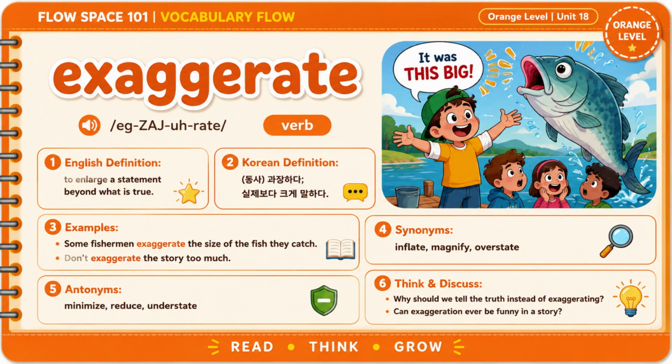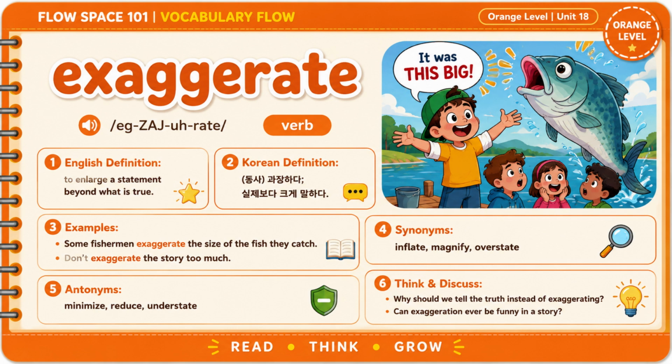Our next word is exaggerate. Say it with me, exaggerate. Exaggerate is a verb. It means to make something seem larger, better, worse, or more important than it really is. For example, some fishermen exaggerate the size of the fish they catch. Another example is, he exaggerated the story to make it sound exciting.